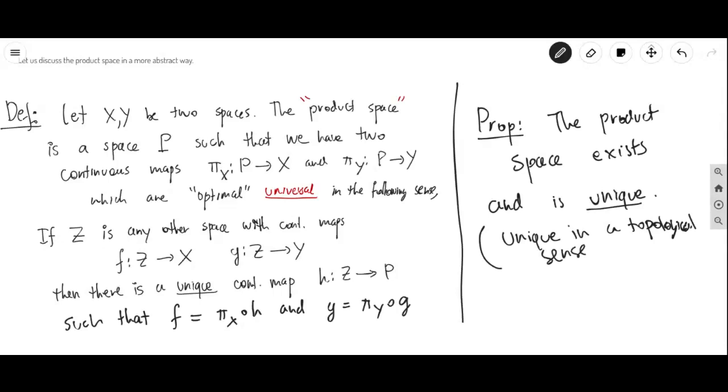So any other space that satisfies these mapping properties, so it's sort of like the supremum of X and Y, any other space which satisfies these kinds of mapping properties will have to be homeomorphic to it. And then we do not have to think of P as a set or anything like that. So why does the product space exist? Well, that's what we were saying earlier. The work that we did before is sort of the existence of that.